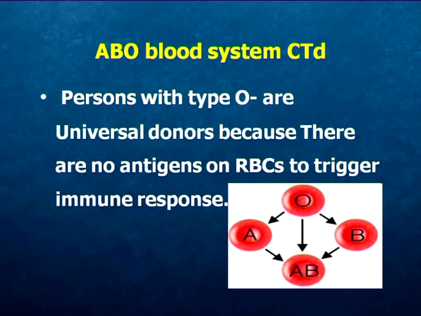Here is an illustration, you look at that. You have the O above, bottom AB, and on the right and left sides you find A and B. Now the O arrow is directed to A, B and AB. That means O can donate blood to A, B, AB besides its own group. Now AB: the remaining 3 arrows are directed to AB. That means AB can receive blood not only from O but also from A and B.